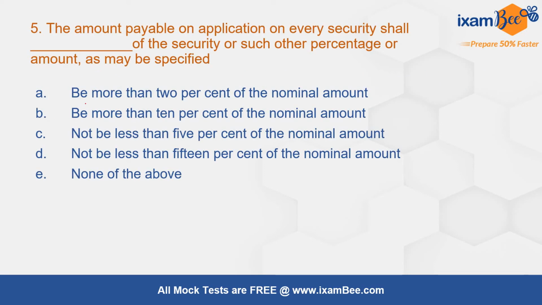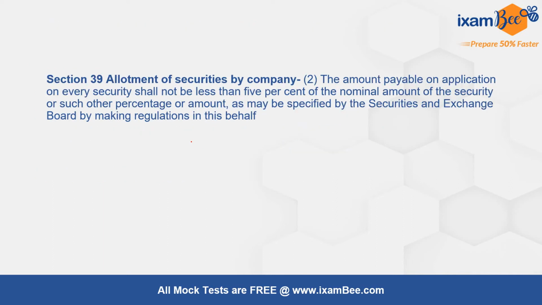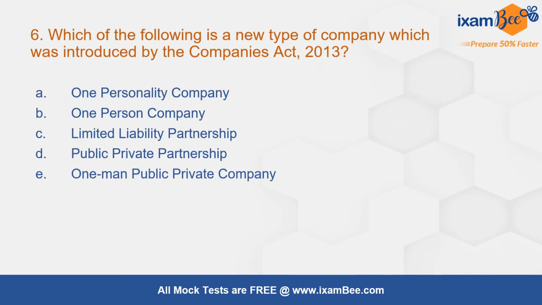Moving to question 5, the amount payable on application on every security shall be dash of the security or such percentage or amount as may be specified. The correct answer is shall not be less than 5% of the nominal amount. This is given under section number 39, allotment of securities by the company. Here subsection 2 talks about the amount payable on application on every security shall not be less than 5% of the nominal amount of the security or such other percentage or amount as may be specified by SEBI by making regulations in this behalf.